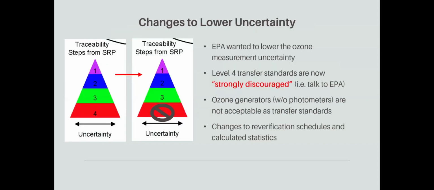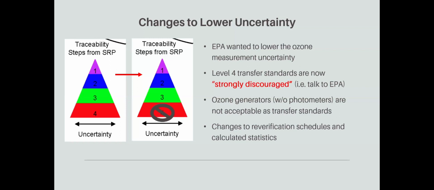So why did EPA want to make changes? Well, they wanted to lower the ozone measurement uncertainty, which would ultimately improve our data. So one thing they did is they effectively eliminated level 4 transfer standards. This language of strongly discouraged is directly out of the new TAD, which means talk to EPA. Also, ozone generators, meaning instruments that did not have photometers and make ozone measurements, are no longer acceptable as transfer standards. And then they made changes to the re-verification schedules and the calculated statistics.